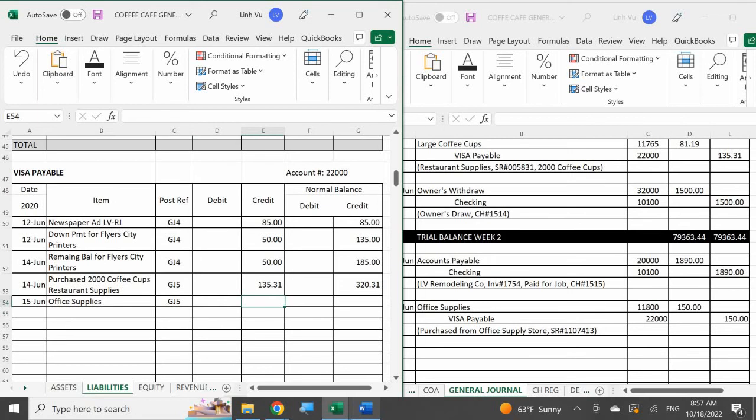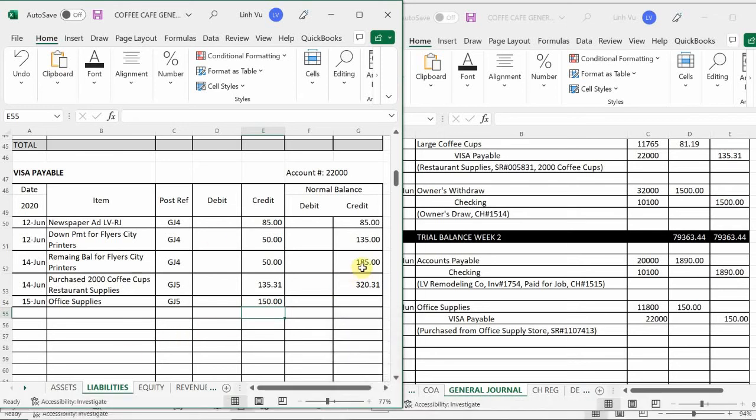And that's for $150 credit. So how much have we charged on our credit card so far? $470.31. Good.